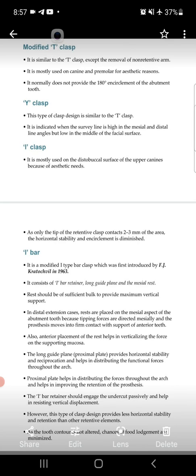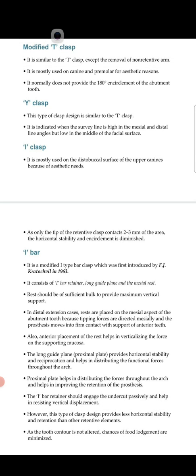The I bar retainer should engage the undercut passively, should not apply force and helps in resisting vertical displacement. However, this type of clasp design provides less horizontal stability and rotation than other retentive elements. As the tooth contour is not altered, chances of food lodgement are minimized.